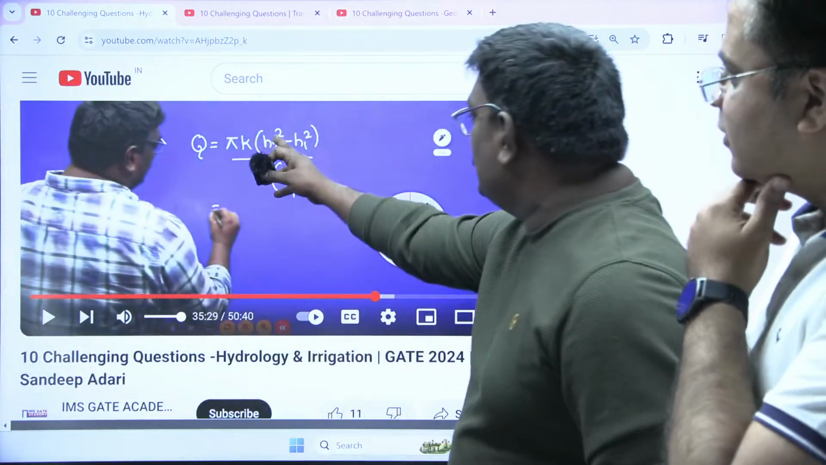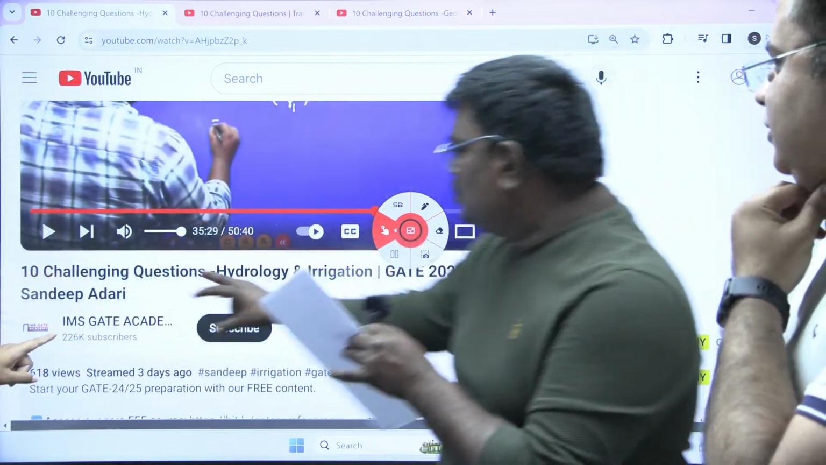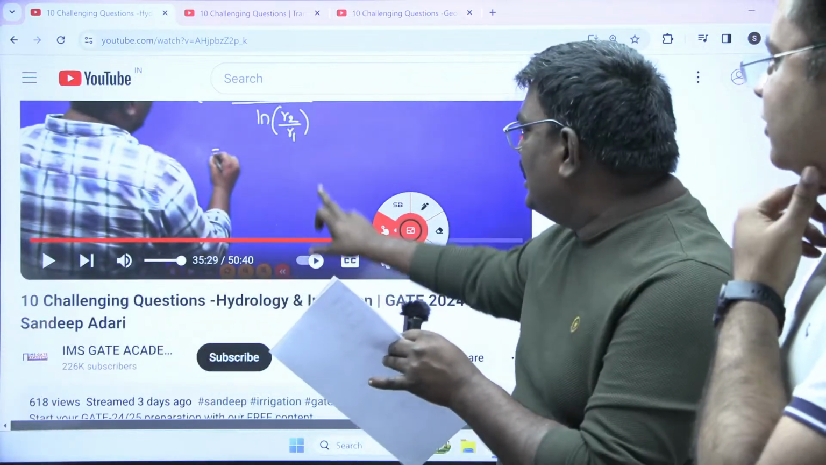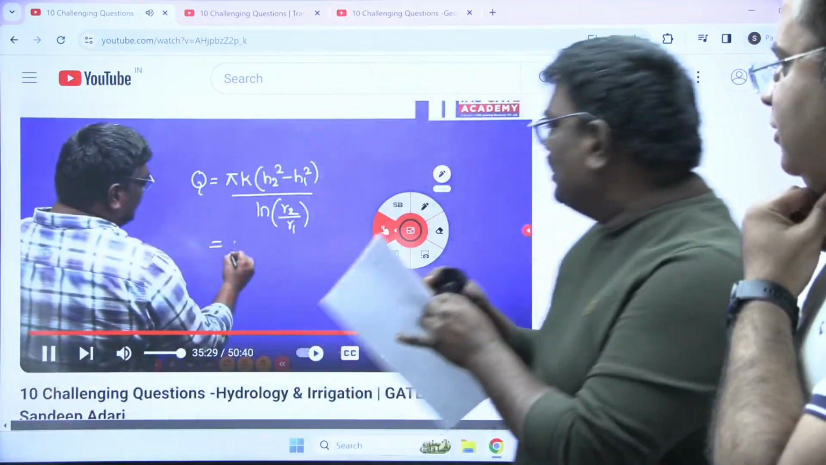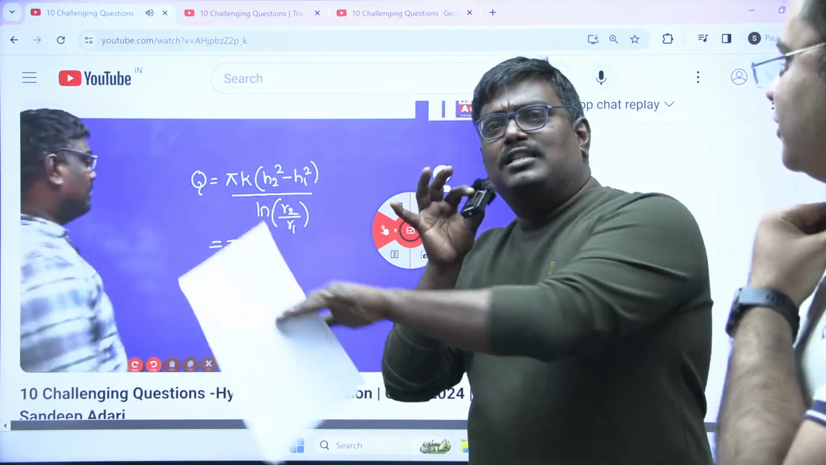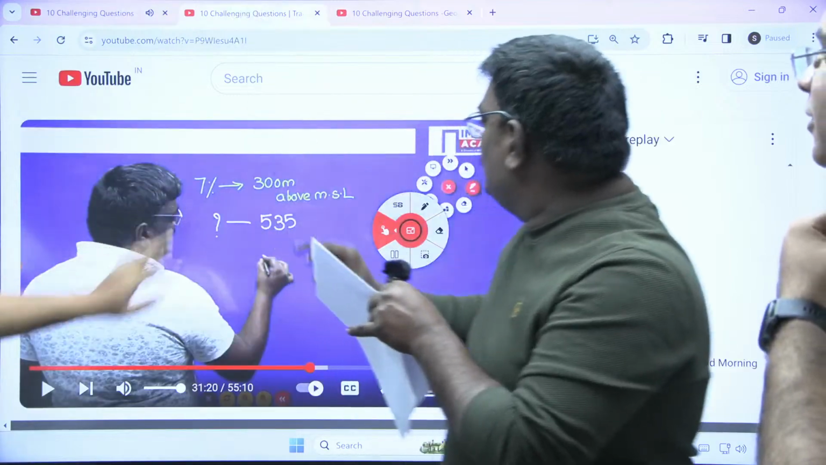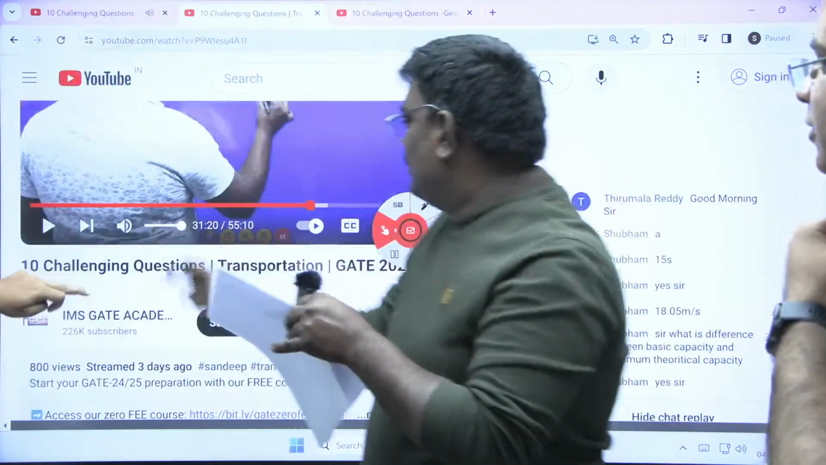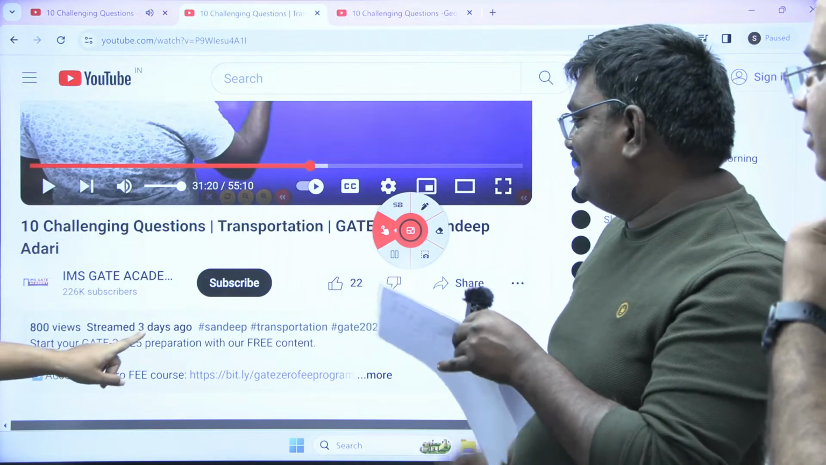Ask the students. Same formula. If you see, students, it's all shown with the proof. See students, 10 challenging questions and see this formula. Here we can place the values and also the same formula. See students, this same question you can see. Not only hydrology irrigation, sir. One minute, I just want to show the dates also. Yes, sir. Here it is, this was 3 days ago, guys.